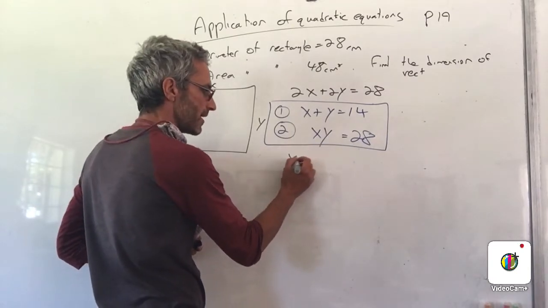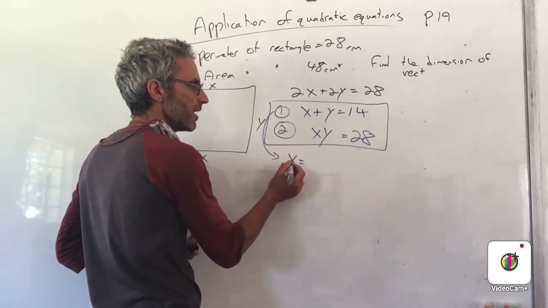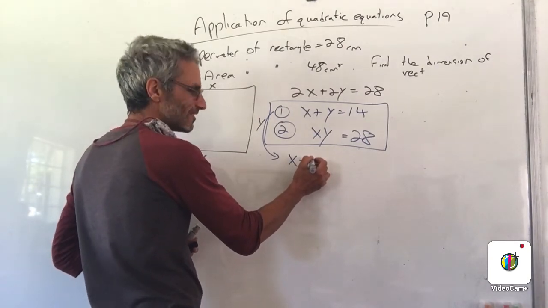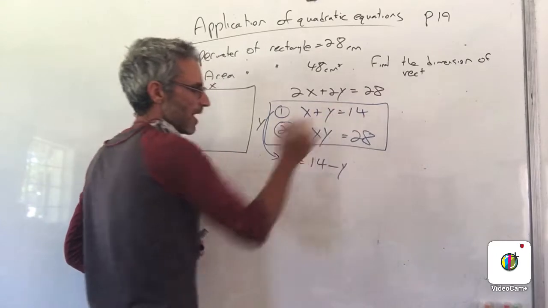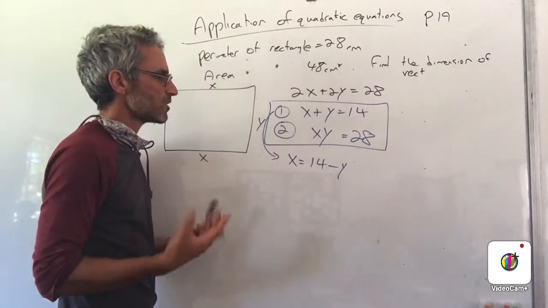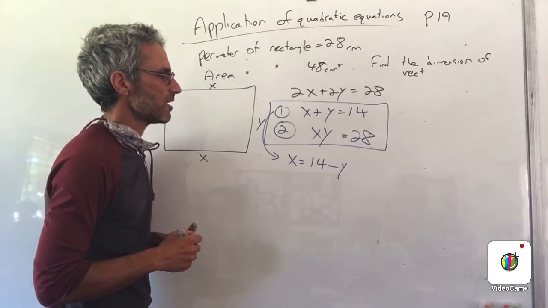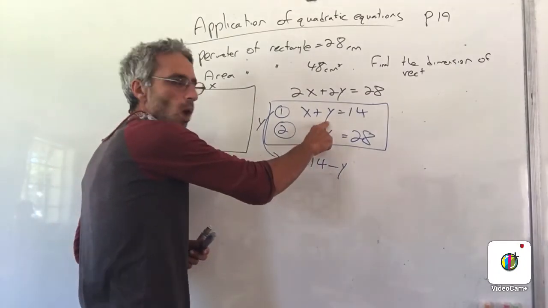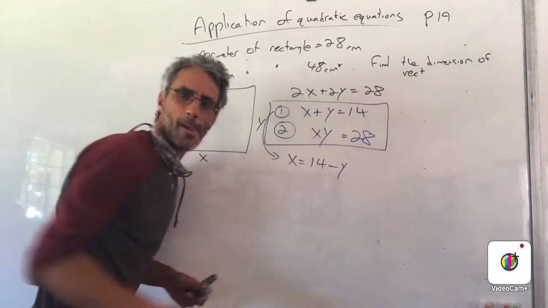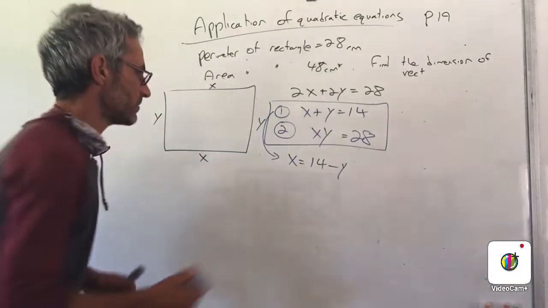Let's say x. X is equal to what? 14 minus y. We're minusing the y. Why can't you say y minus 14? Because that's not right algebra. 14 is positive. If I want to take the y to the other side, I have to do minus y. Alright.